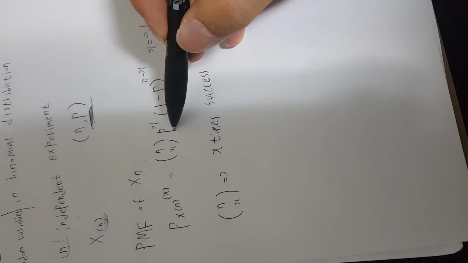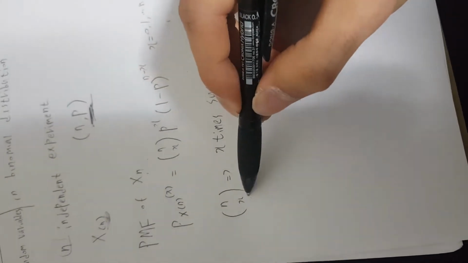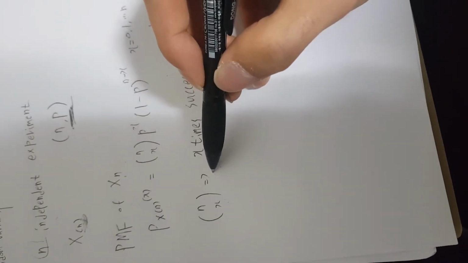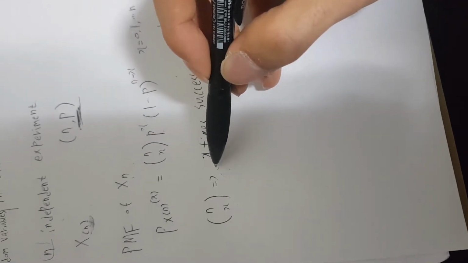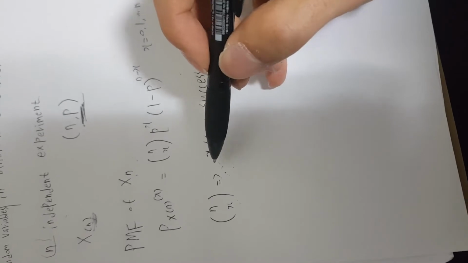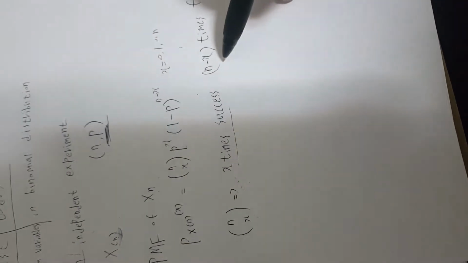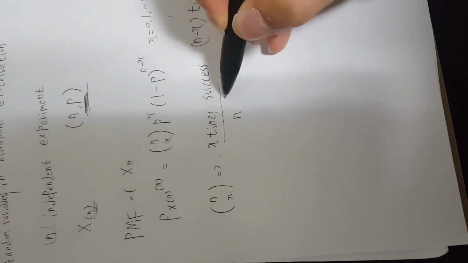p is the success probability. nCx is the binomial coefficient. x times success and n minus x times fails. We write nCx.